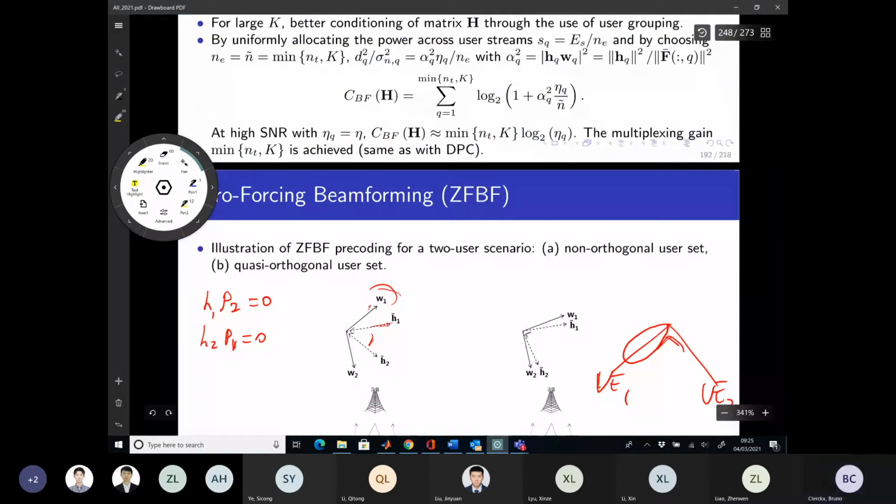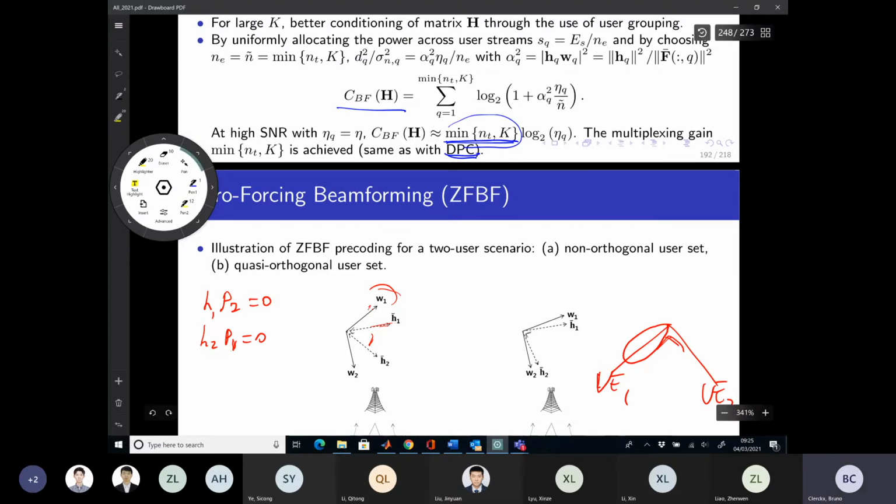So this quantity is the maximum achievable multiplexing gain. This is the maximum achievable number of interference-free streams you can transmit in the system. If you use a more complicated strategy like DPC, the capacity achieving strategy, you will not be able to transmit more interference-free streams. Your sum rate would be larger, but the number of interference-free streams that you can transmit will remain the same.